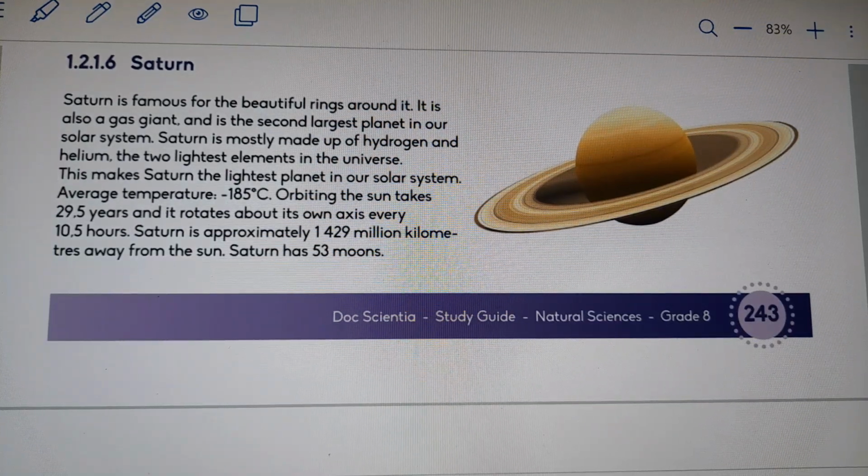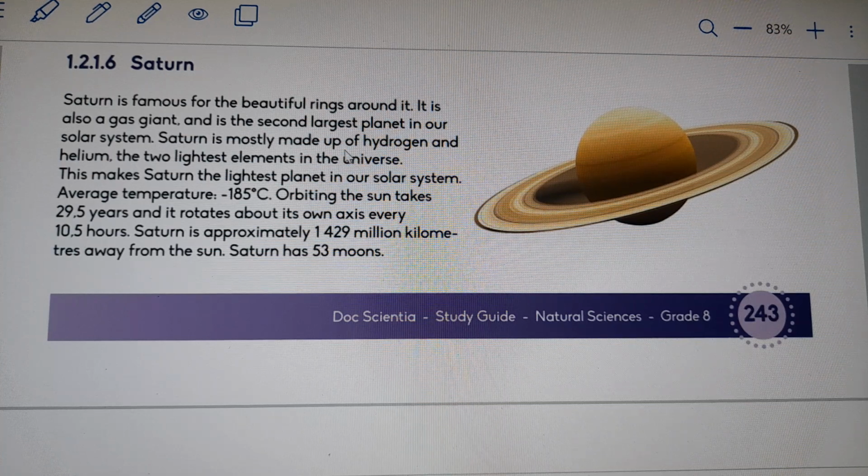Saturn is planet number 6. Saturn is famous for the beautiful rings around it. So you see these rings. It is also a gas giant, and it is the second largest planet in our solar system. Now I don't know which one is the largest, because they said, yeah, Saturn is the largest and this one is the second largest. Jupiter.